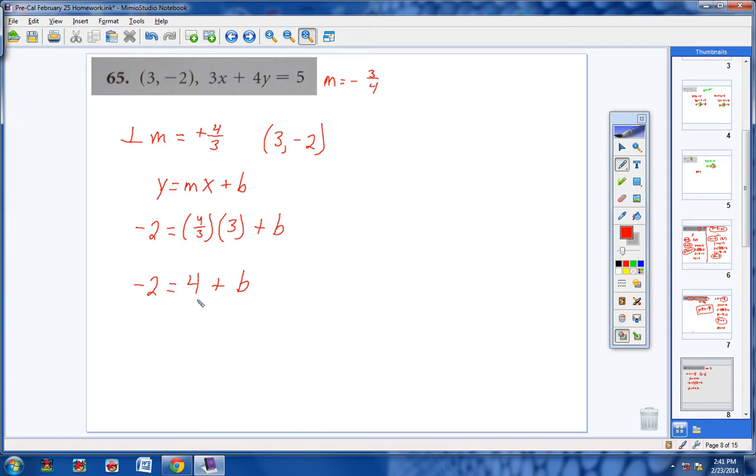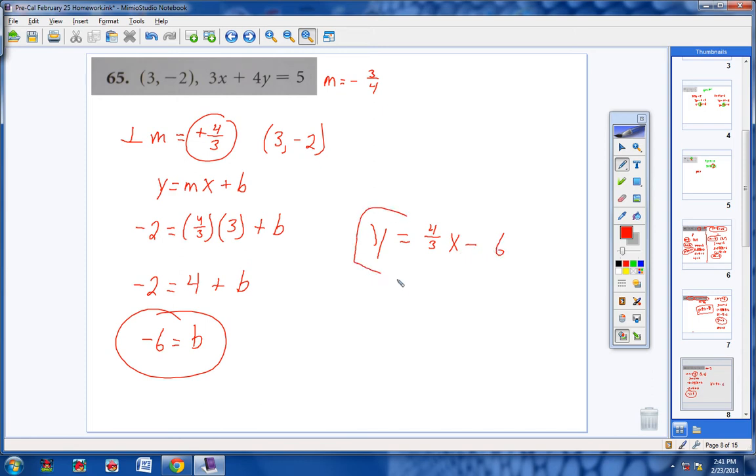Now bring the 4 over and make it a -4, and that would give you -6 equals b. So I know what the slope is, I know what the y-intercept is, I'm ready to write the equation. Y equals 4/3 x minus 6. This linear equation right here would graph a line that is perpendicular to the graph of this line up here.